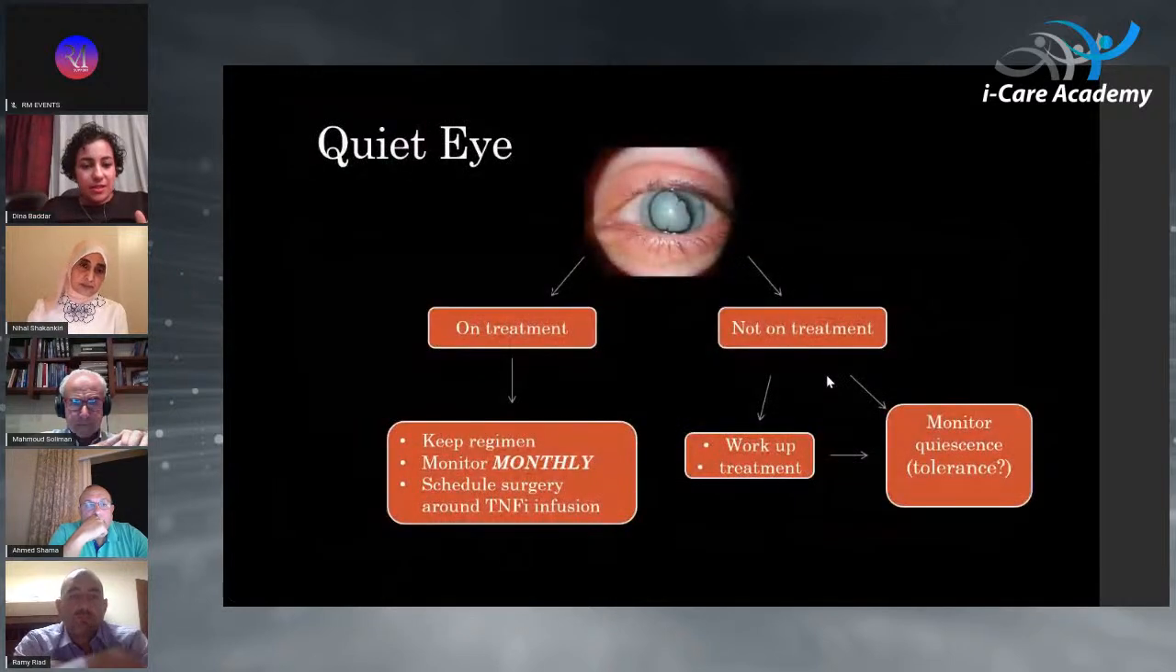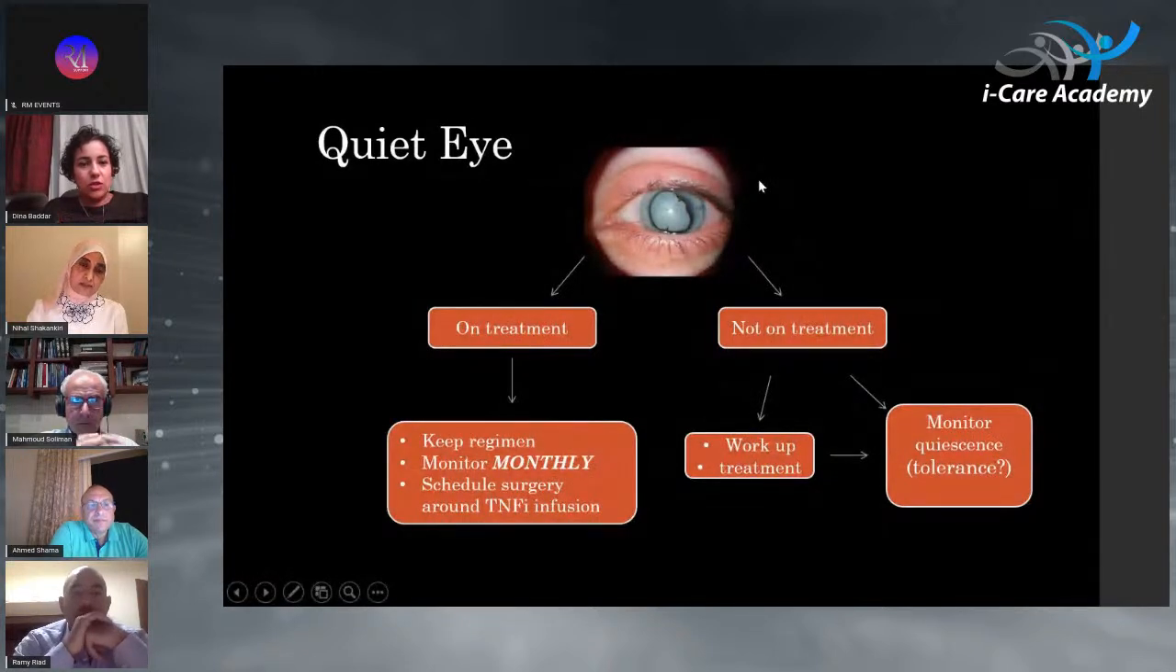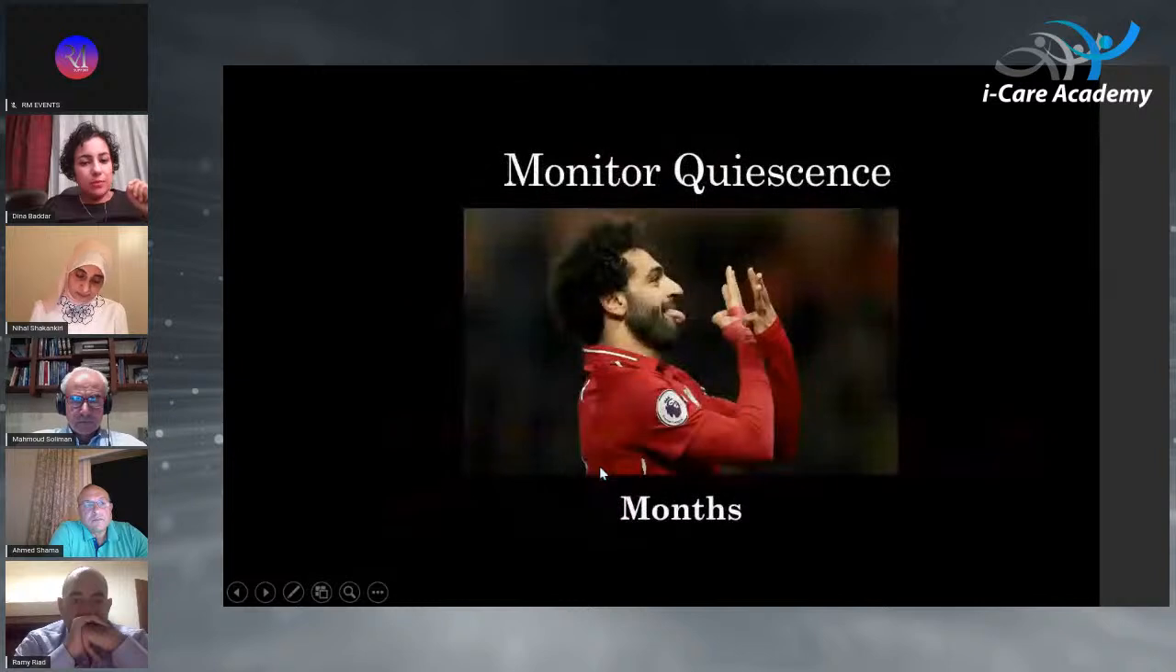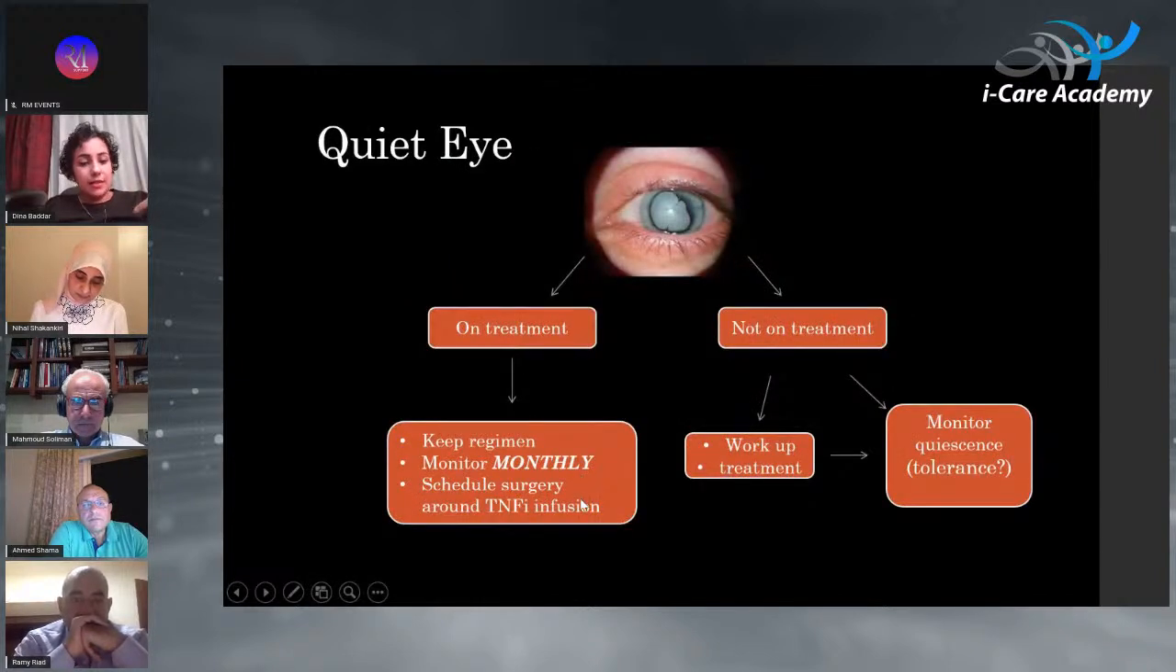So this is the algorithm again that I would recommend for anybody who's seeing or following up a uveitis patient, if you don't have a uveitis specialist in your practice and you're doing the follow-up yourself. If the patient is on treatment, keep the same regimen and monitor the patient at least monthly. Once you're satisfied with quiescence, monitor them for 3 months and then take them to surgery. If the patient is taking TNF inhibition, time the surgery around their infusion.